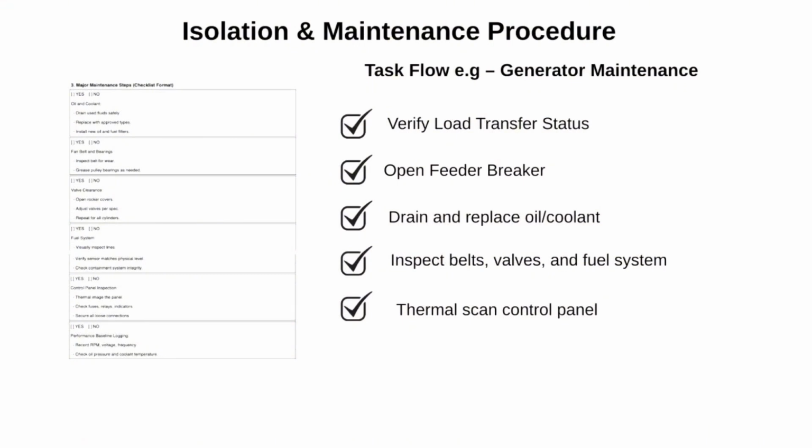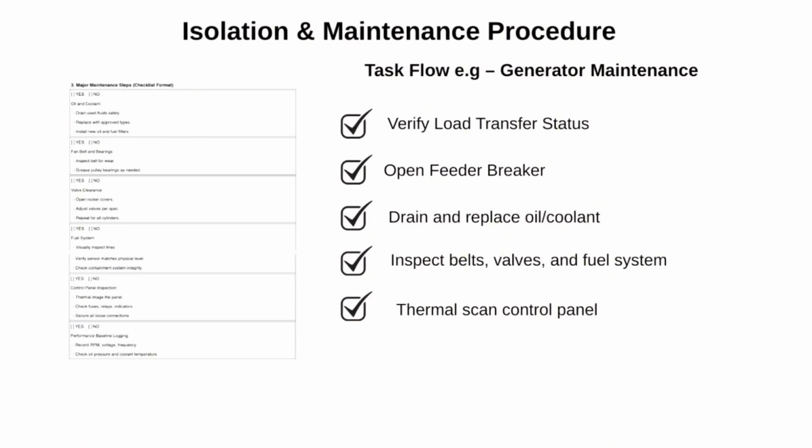Replace filters. Fuel filters, oil filters, and air filters all need swapping during annual maintenance. In case you don't know, clogged filters can reduce efficiency or cause the generator to fail under load. This part should include exact part numbers and torque values where needed. So be specific.